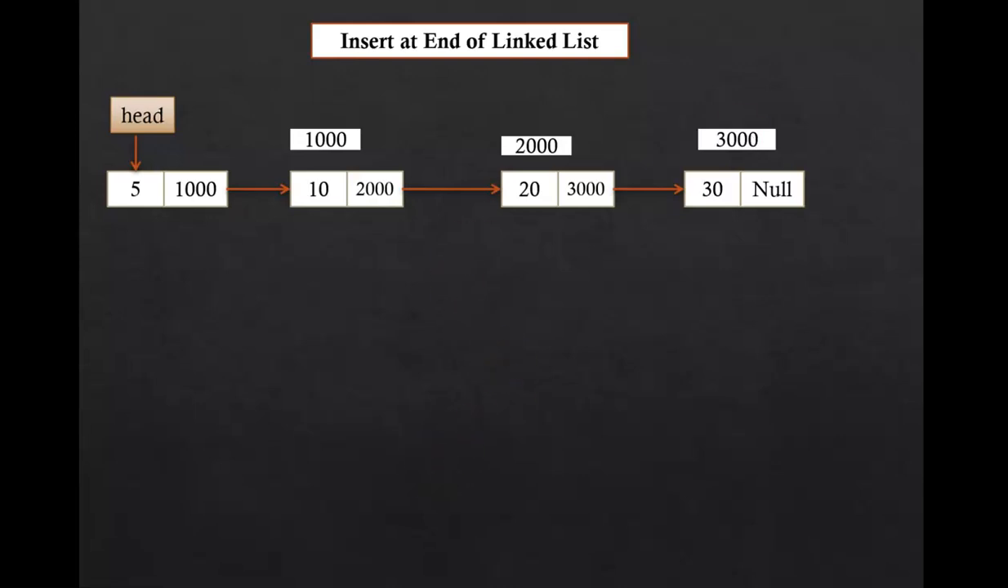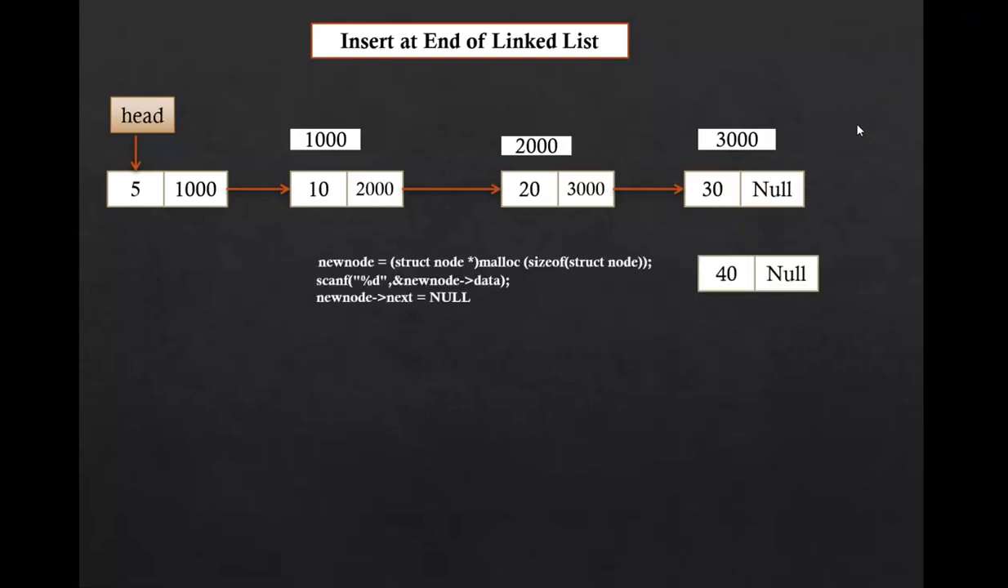Initially, my linked list has nodes 5, 10, 20 and 30. Now I should enter some data for the node, and then insert this node at the end of the linked list. What is the data of the node that I have entered? See, the node is 40 and I have made the next of the node as null.